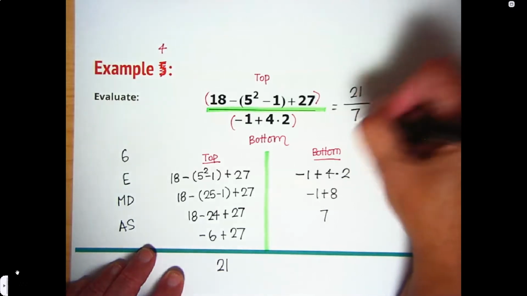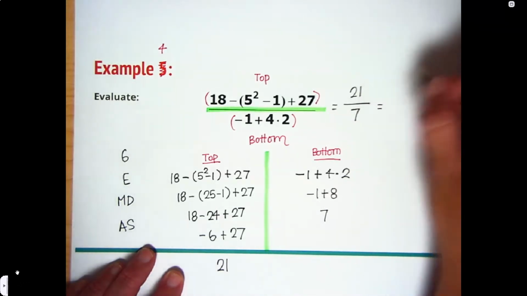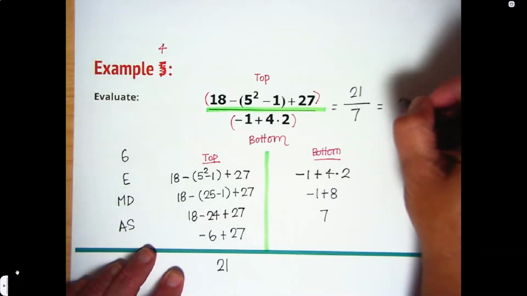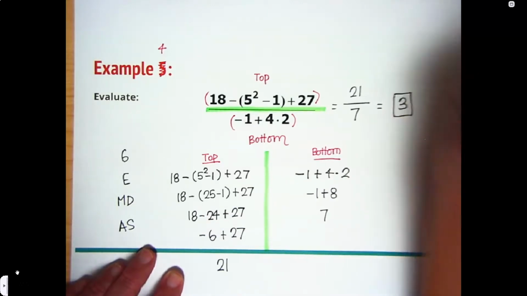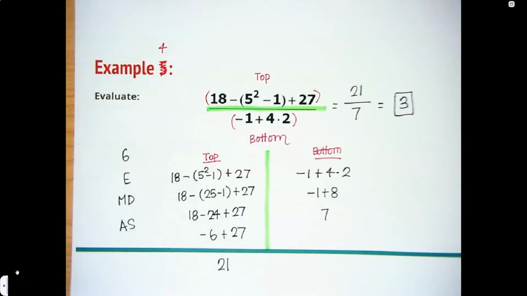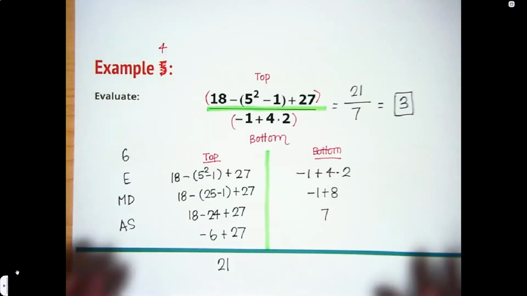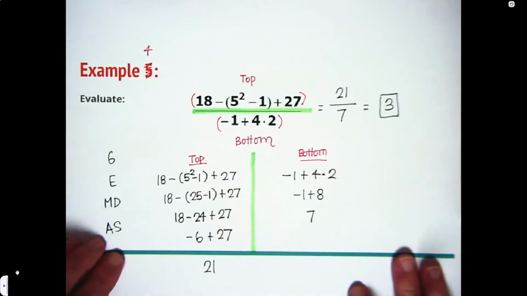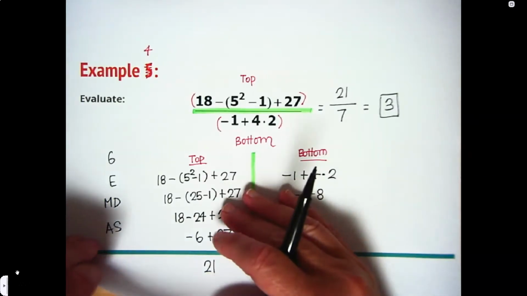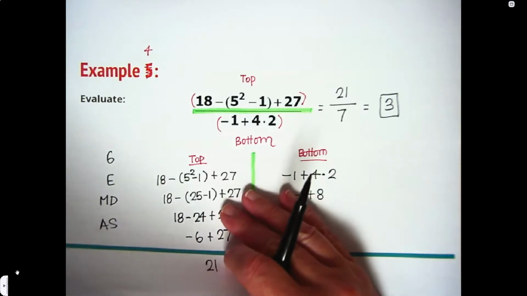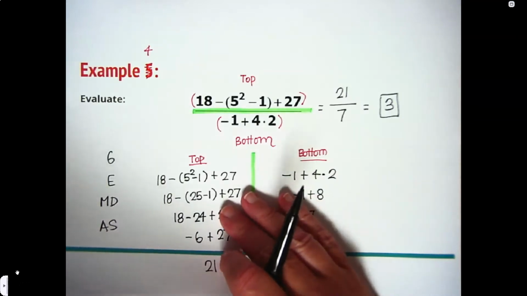So now remember that fraction bar means divide. So to finish this off, we'll do 21 divided by 7. And the final value of that expression is 3. So when you see fractions, the top and the bottom have to be worked out individually, as if they were two separate problems. They're two separate groups. And then we can put them back together and finish at the end.